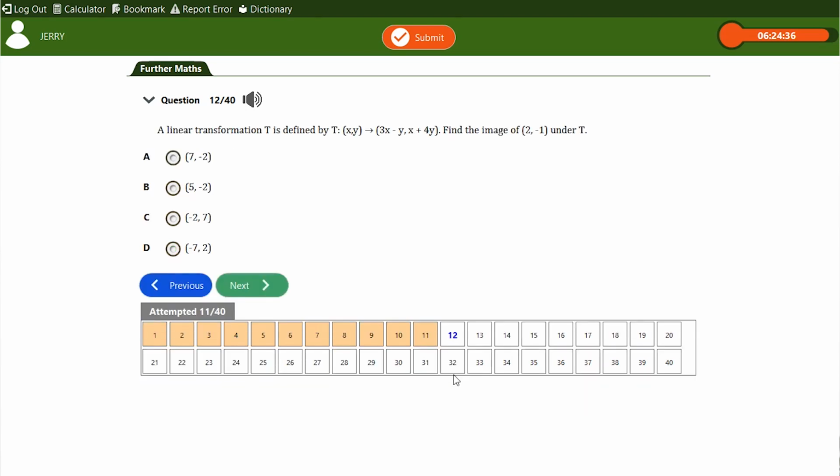A linear transformation T is defined by T of (x, y) equals (3x minus y, x plus 4y). Find the image of (2, minus 1) under T. Okay, image. Recall that matrix times object equals image. Now let us create the matrix for this, the matrix T.